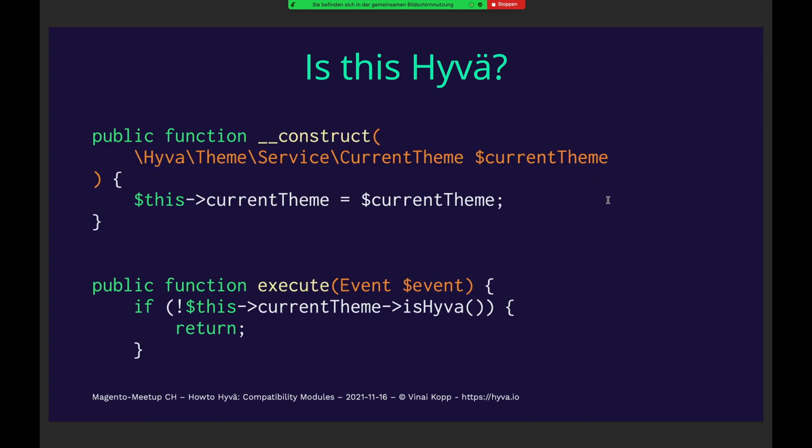And for this purpose, there's a class, Hyvä theme service current theme. It just has a single method, is Hyvä. So we can inject that class and just check, is currently a Hyvä theme? If not, well, we don't do anything, right? So that's very straightforward.